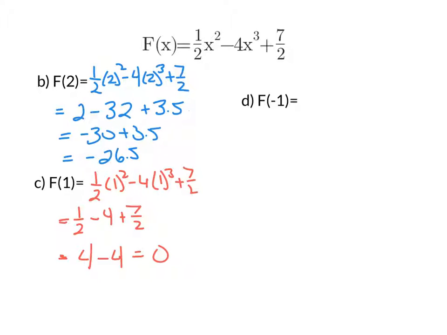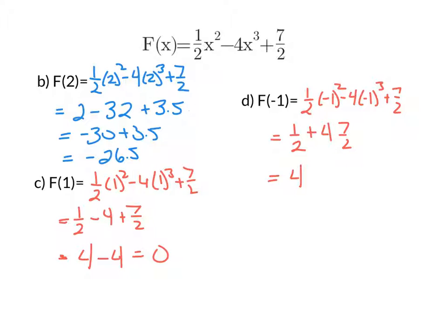Doing the same thing at negative 1 does not give us the opposite of 0 or negative 0. We actually should plug it in and see what happens. And squaring negative 1 keeps it the same. So 1/2 times negative 1 squared is still 1/2. But negative 1 to the third is negative 1 multiplied by the negative 4 makes this 4 positive now instead of negative. And our 7/2 stays the same.